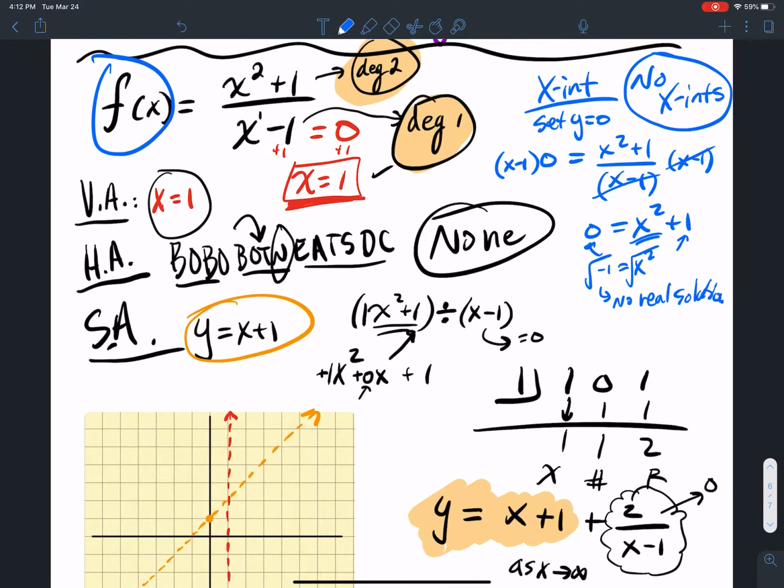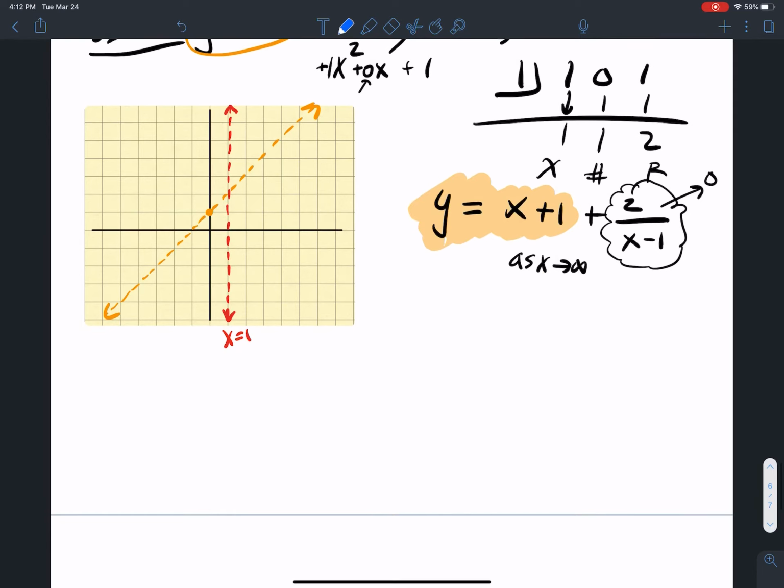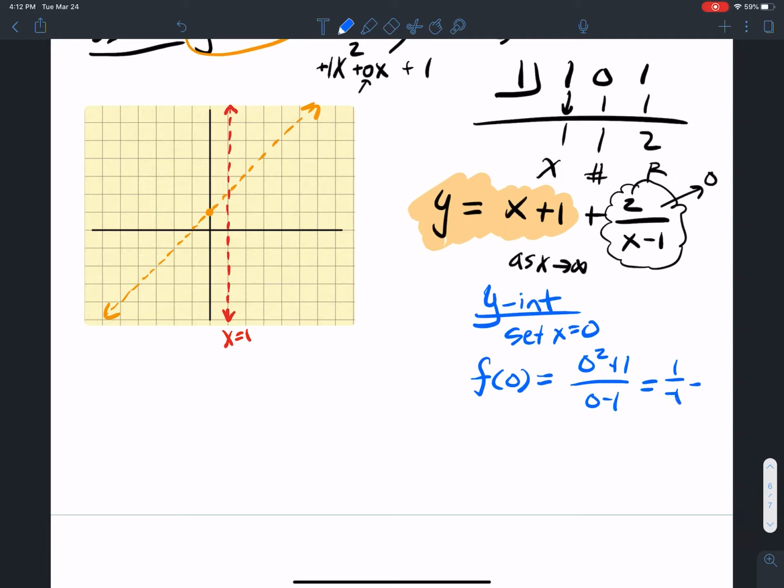Okay? Now, y-intercept. Set x equal to 0, right? So everywhere I see an x, I put a 0. So I get 0 squared plus 1 over 0 minus 1. Plug that in, I get 1 over negative 1, which is negative 1. So at 0x, I have a negative 1 value. So that's 0 and then negative 1. That point is right there.